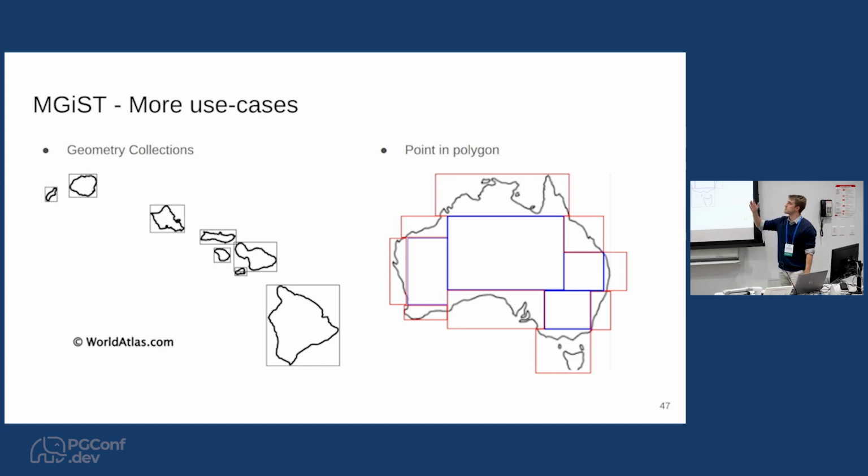And on the right is another idea where imagine you have a single polygon, but it's very large, and by large I mean it's created with a lot of small edges.